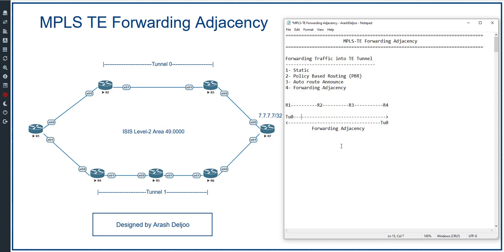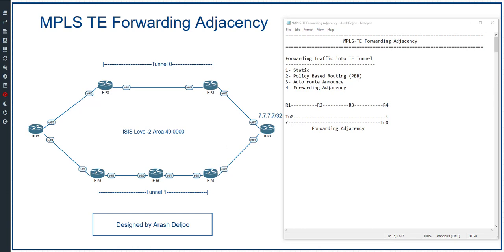Okay. What is the usage of the forwarding adjacency? The forwarding adjacency maybe can be used in different scenarios, but one of the most common usages of the forwarding adjacency is load balancing. Let me talk about that. Look at here. As you can see in this scenario, we have R1, R2, R3, R4, R5, R6, and R7. Don't pay attention to the tunnels. We only have a normal IP routing network, okay?